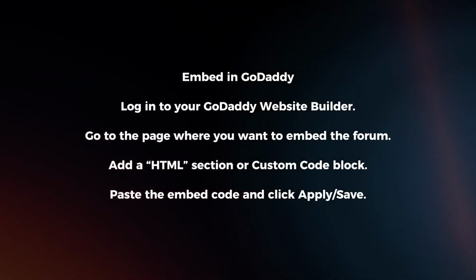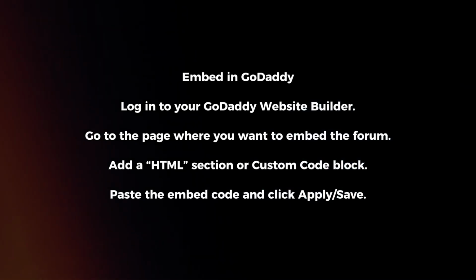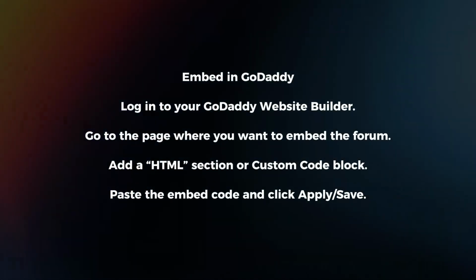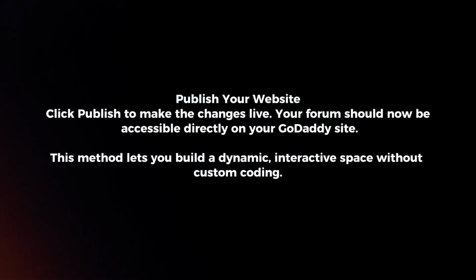Go to the page where you want to embed the forum. Add a HTML section or custom code block. Paste the embed code and click Apply or Save. Publish your website. Click Publish to make the changes live.